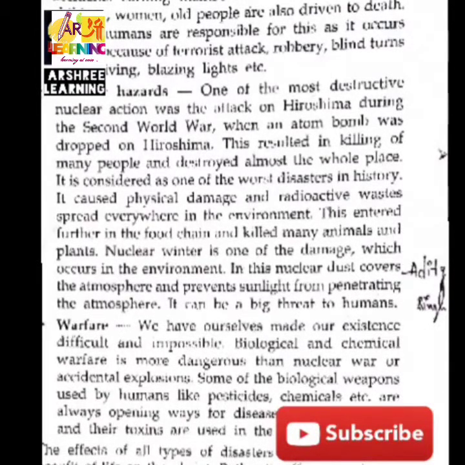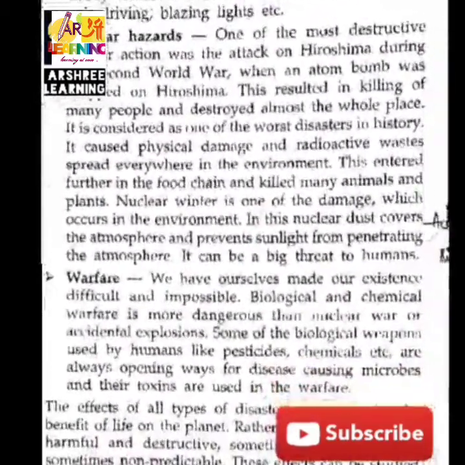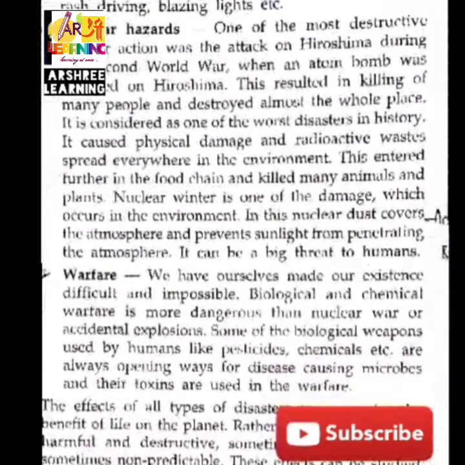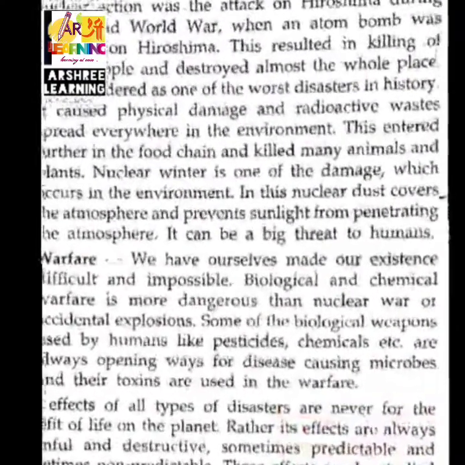The next man-made disaster is a nuclear hazard. As the word nuclear says, it is caused by the leakage of a nuclear or radioactive substance. One example is Hiroshima in the World War. The area was affected because of nuclear radiation. This killed many people and destroyed almost the whole place. It is one of the worst disasters in history. Radioactive waste spread everywhere and people were affected. So this is also an example of human-caused disasters.